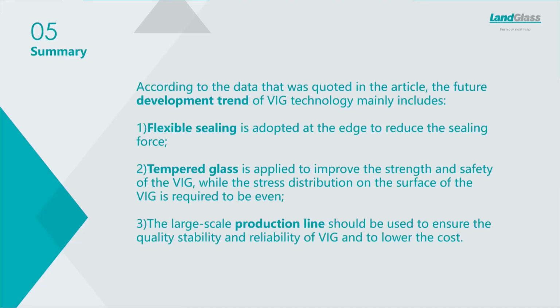Okay, so it's pretty fast, I think, but it's time for the summary. According to the data quoted in the article, I think the development trend for VIG technology probably includes these three points. First, flexible sealing, which is what we call metal sealing. It's very good for glass. It has very good stress properties, so it can release the stress inside.